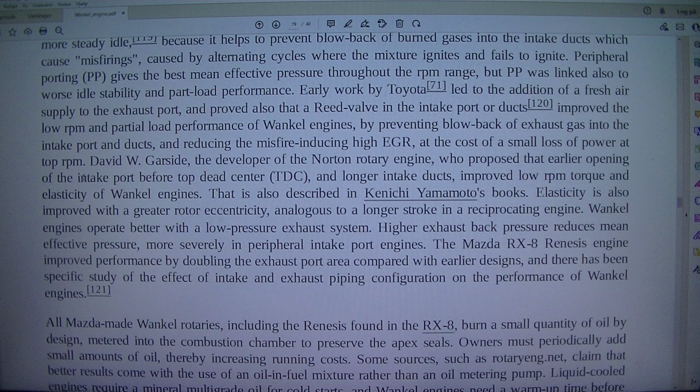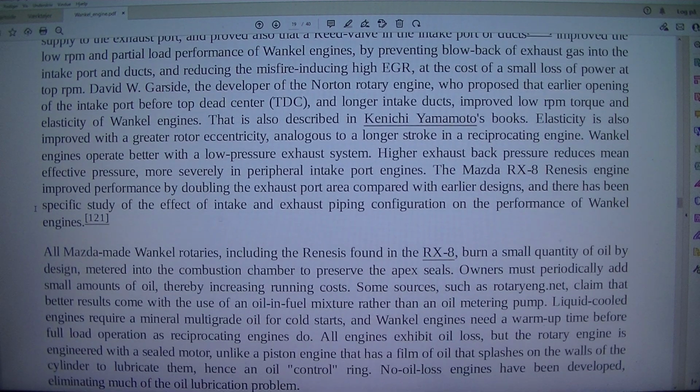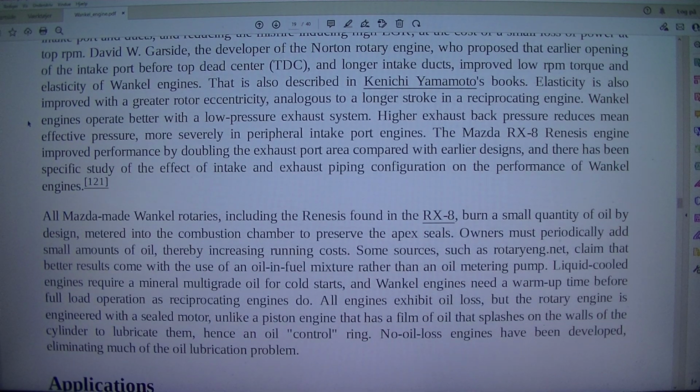David W. Garside, the developer of the Norton rotary engine, proposed that earlier opening of the intake port before top dead center, TDC, and longer intake ducts, improved low RPM torque and elasticity of Wankel engines. That is also described in Kenichi Yamamoto's books. Elasticity is also improved with a greater rotor eccentricity, analogous to a longer stroke in a reciprocating engine.